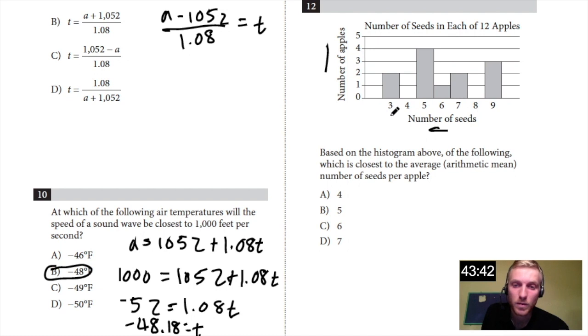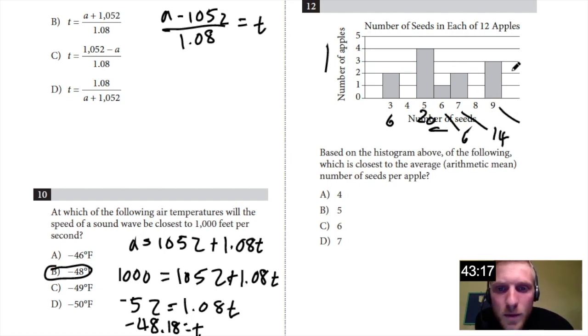I'm going to write this down. So 3 times 2 is equal to 6. 4 times 0 is 0. 5 seeds occurred 4 times. So 5 times 4 is 20. 6 times 1, that's going to be 6. 7 times 2, that's going to be 14. 8 times 0 is 0. And 9 times 3 is going to be 27.